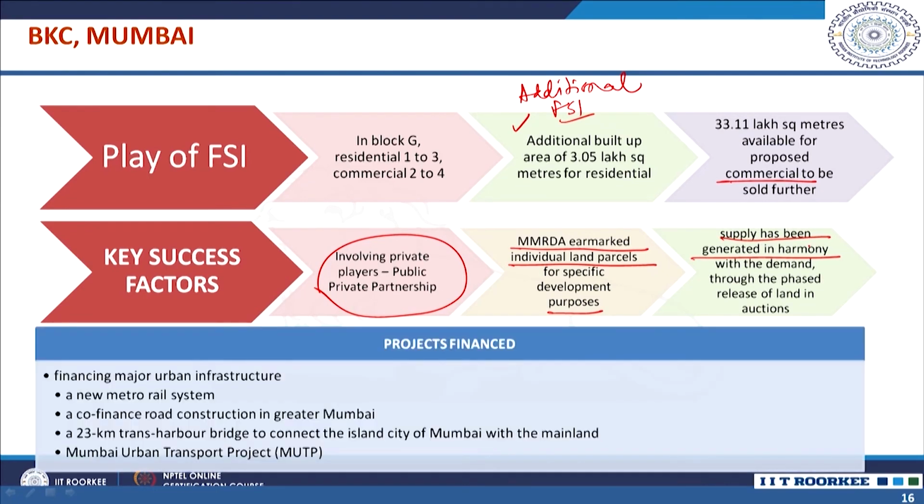So, through this method they financed several infrastructure projects including one new metro rail system. They co-financed the road construction in Greater Mumbai, and another 23 kilometer Trans Harbour Bridge which will connect Mumbai city. Not only that, they also tried to connect Mumbai using the Mumbai Urban Transport Project. This kind of project they financed through the value capture financing which was available after the Bandra Kurla Complex development during the post 90s and early 2000s decade.